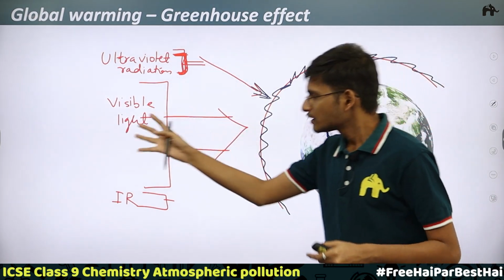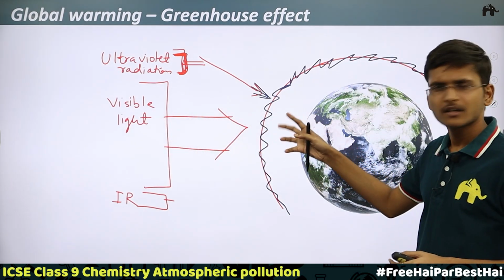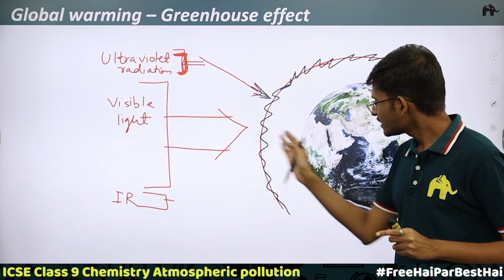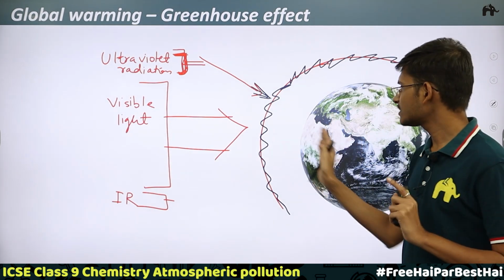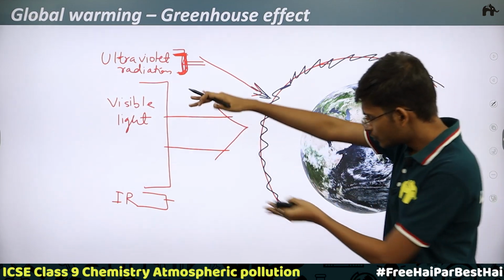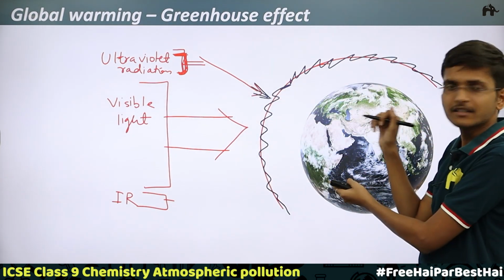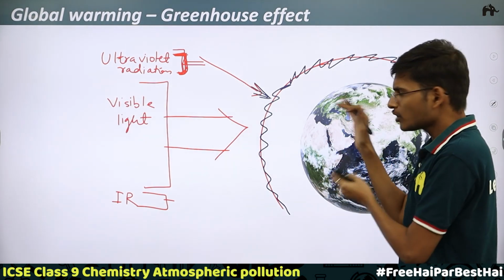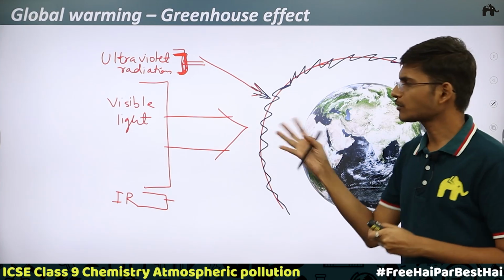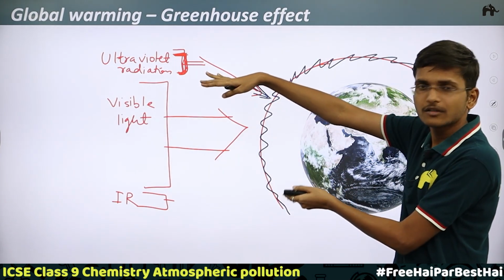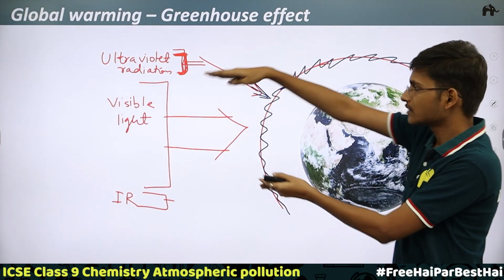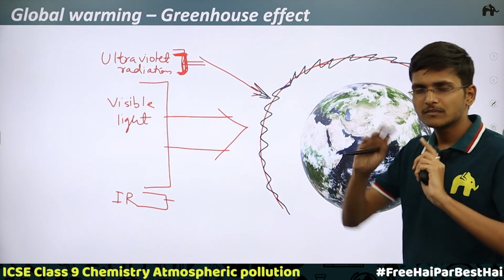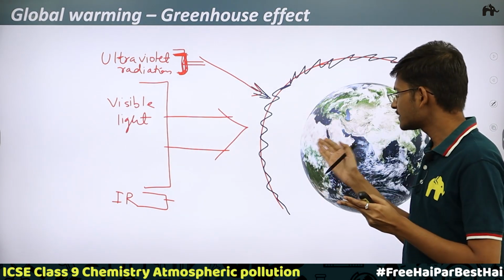So what is happening? The visible light coming from the sun passes through the atmosphere very nicely, and it reaches the earth's surface. Out of this visible light which is coming from the sun in the form of energy, about half of it, or partly, is absorbed by the earth.